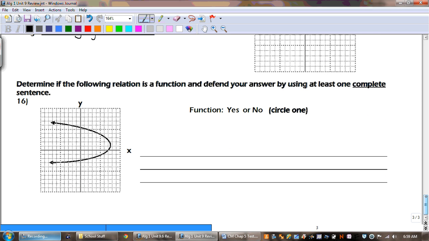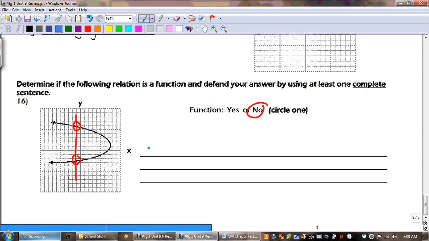All right, last one. Determine if the following relation is a function and defend your answer by using at least one complete sentence. Yes, we are making you write in math class. Okay, so what do you think? Function, yes or no? Well, remember, we've learned about the vertical line test, which states that you can draw a line, and if it only touches once, it passes. But if you draw a line and it touches twice, it fails. So this is not a function.